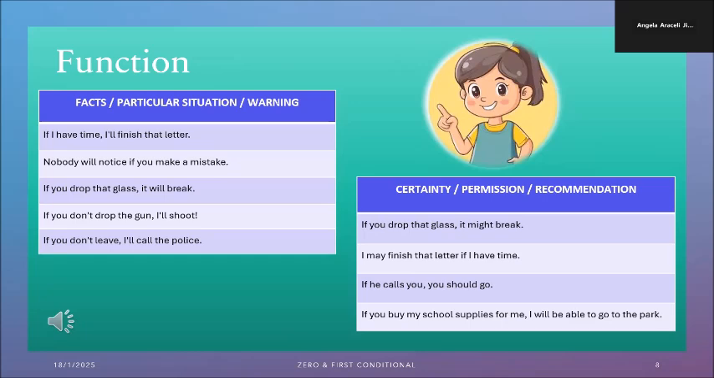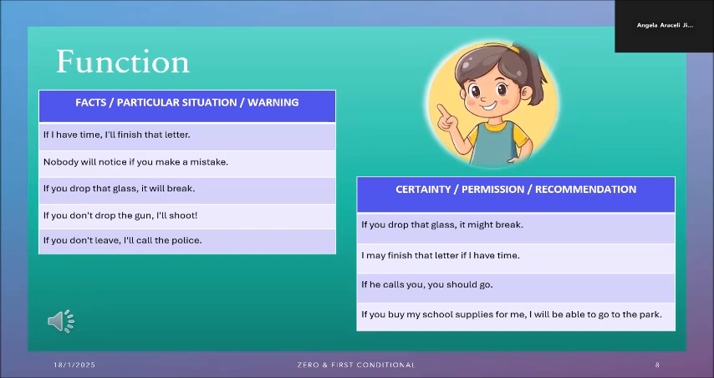Look at these examples. If I have time, I'll finish that letter. Nobody will notice if you make a mistake. If you drop that glass, it will break. If you don't drop the gun, I'll shoot. If you don't leave, I'll call the police.